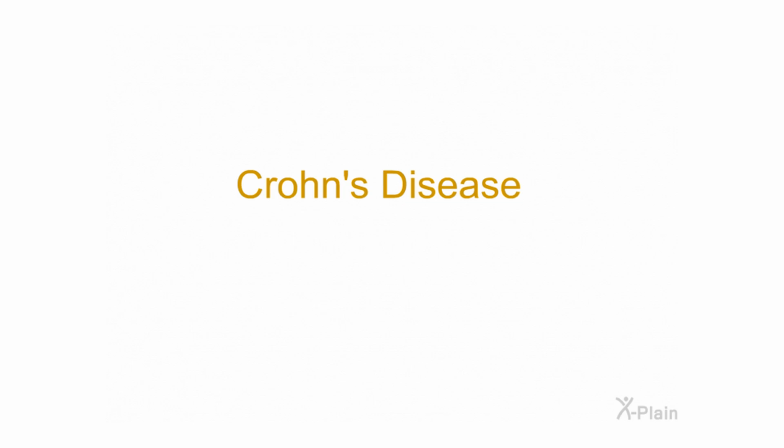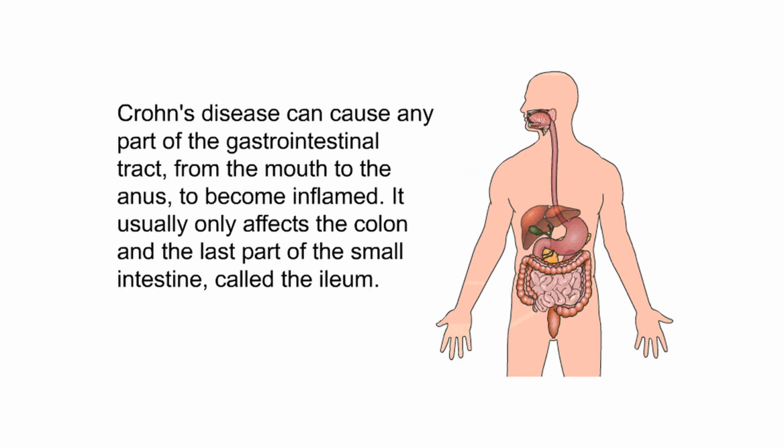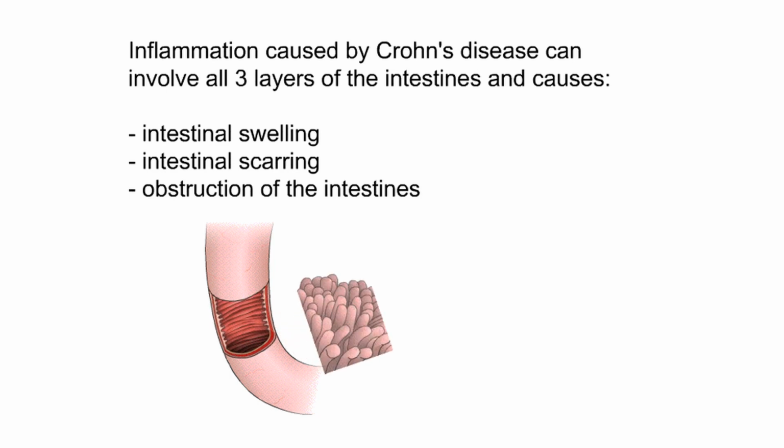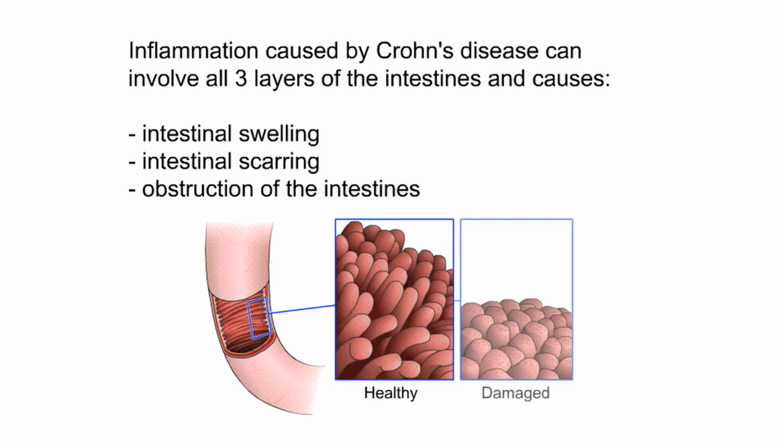Crohn's disease. Inflammation caused by Crohn's disease can affect the whole gastrointestinal tract, whereas ulcerative colitis only affects the colon. Crohn's disease can cause any part of the gastrointestinal tract from the mouth to the anus to become inflamed. It usually only affects the colon and the last part of the small intestine, called the ileum. Inflammation caused by Crohn's disease can involve all 3 layers of the intestines and causes intestinal swelling, intestinal scarring, and obstruction of the intestines.